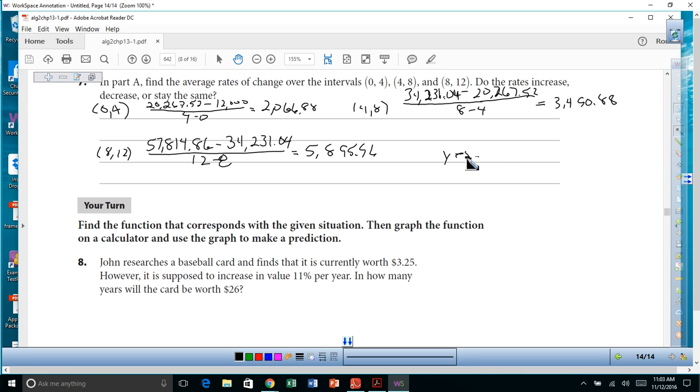Do the rates increase? Yes, they increase. Okay, so the guitars are getting increasing in value. Increase for values of X. So as time goes on, the two guitars get more valuable.